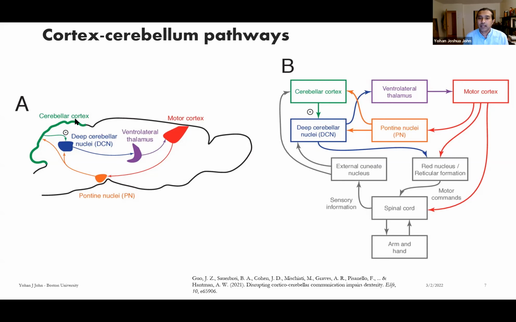Cool. I just wanted to point this out. This is the main circuit people talk about when they talk about cerebellum as a motor structure. This is the going to cortex, and this is the cortex reporting back to cerebellum. What that means is still up for grabs to a large extent.